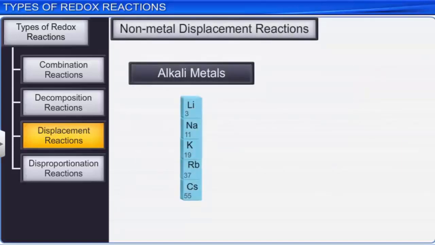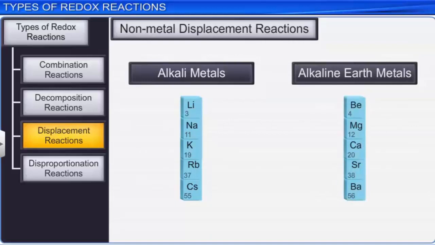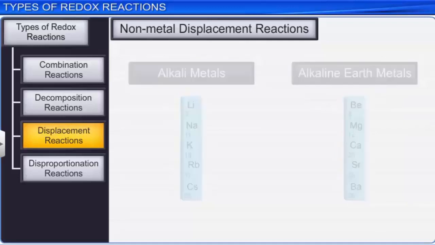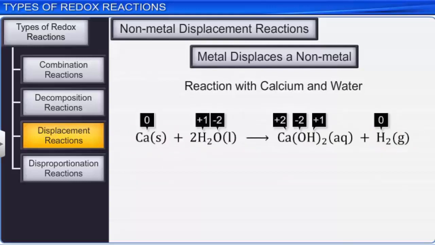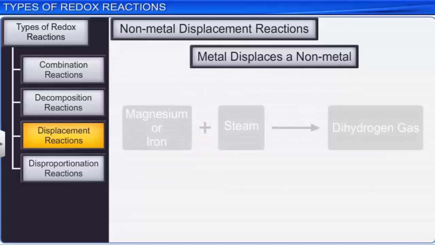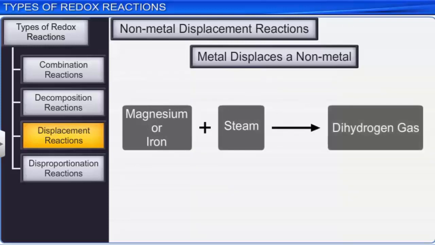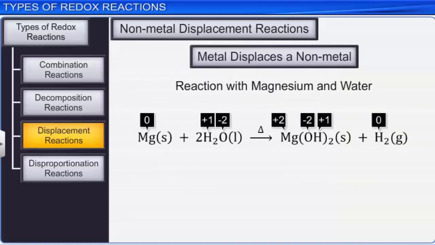All alkali metals and certain alkaline earth metals displace hydrogen from cold water. For example, sodium, an alkali metal, displaces hydrogen from cold water to give dihydrogen gas. Similarly, calcium, an alkaline earth metal, reacts with cold water to displace hydrogen. Less reactive metals like magnesium and iron react with steam to produce dihydrogen gas. For example, magnesium reacts with steam to produce magnesium hydroxide and hydrogen gas.